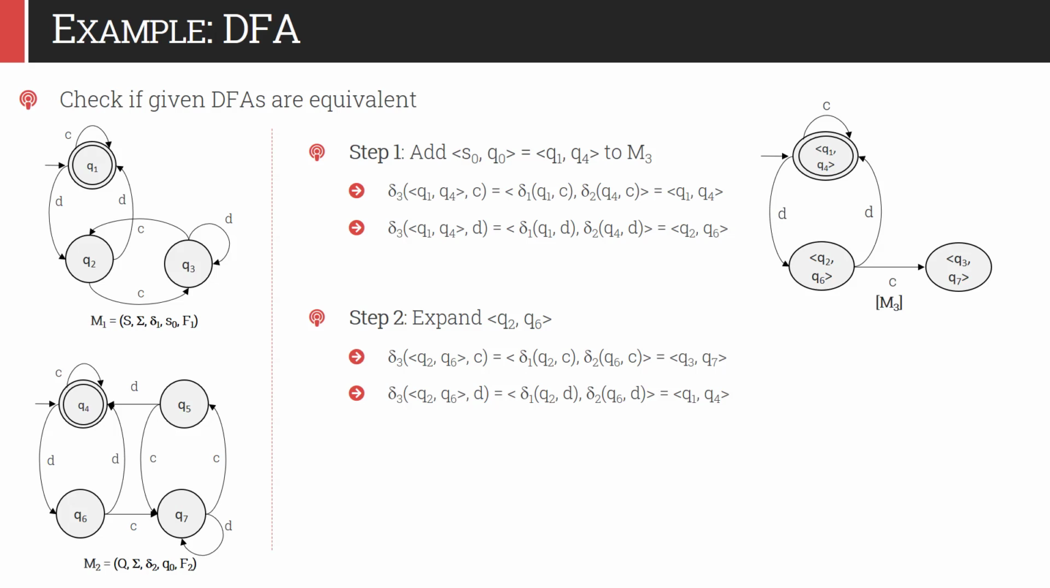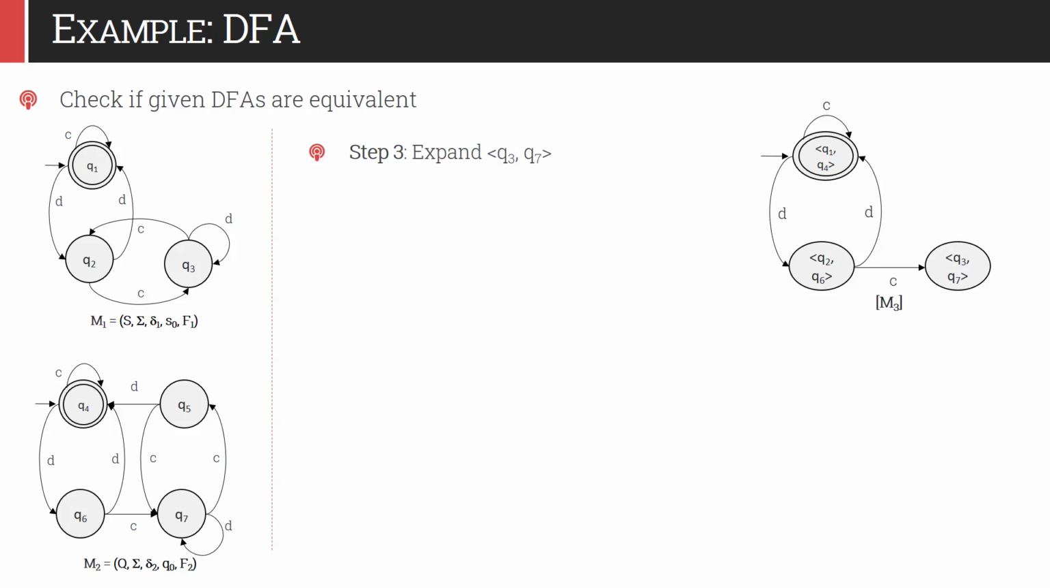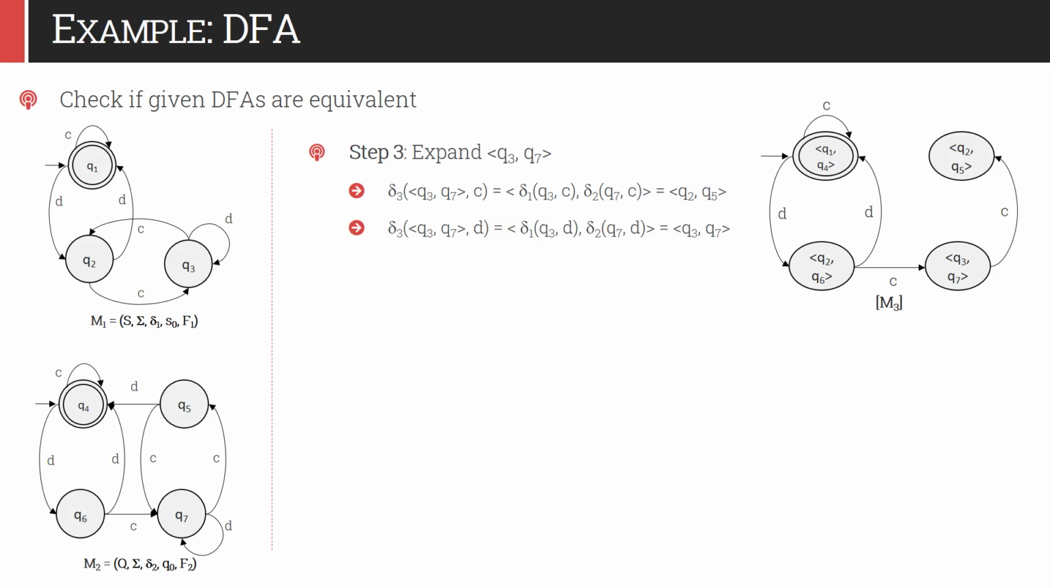Now it's turn of Q3, Q7. We will expand that Q3, Q7. So we have to find out again the same things, delta 3 for Q3, Q7 on input C. That is leading us to Q2, Q5. So new state will be added for that. And if we read D from Q3, Q7, then it is remaining onto the same state. Right? So delta 1 Q3D and delta 2 Q7D we can verify in M1 and M2, which gives us Q3, Q7. So we have to add the self loop, because after reading D from this combined state, we are remaining onto the same state. Q2, Q5 is not yet expanded, so we will expand that.